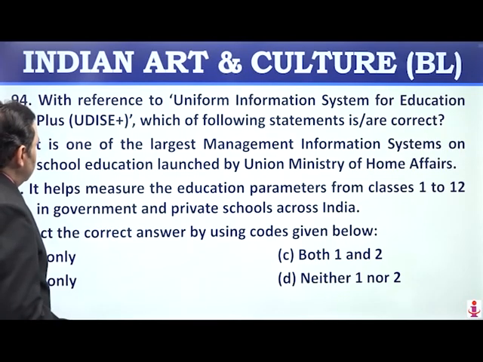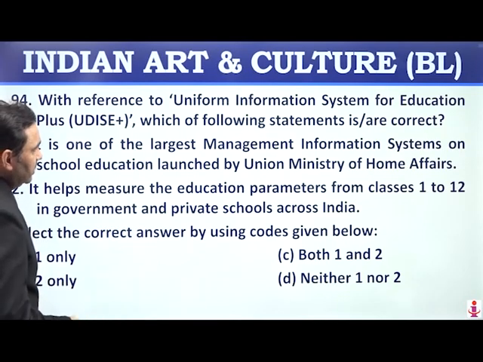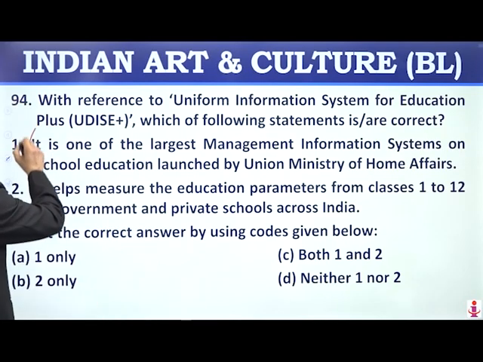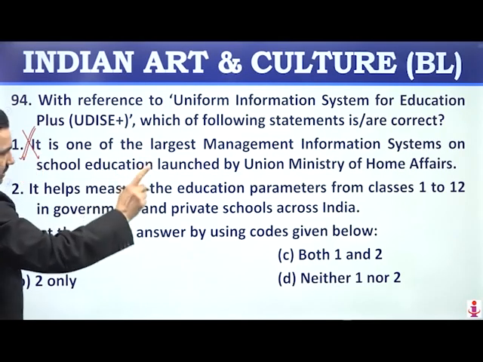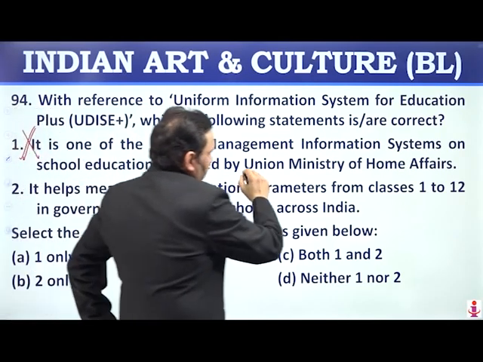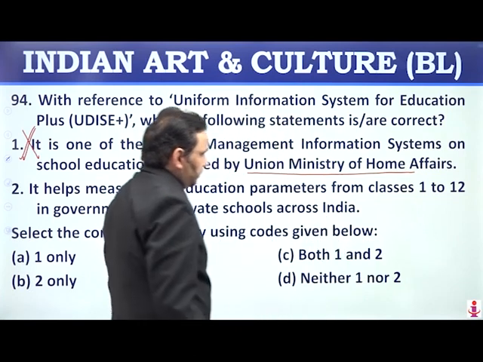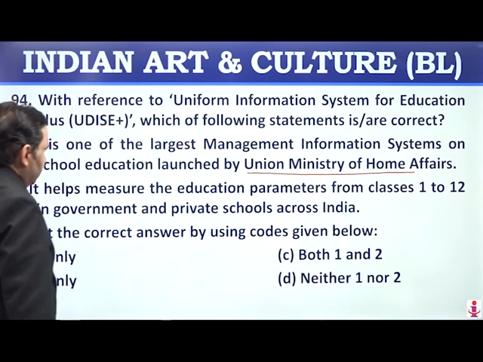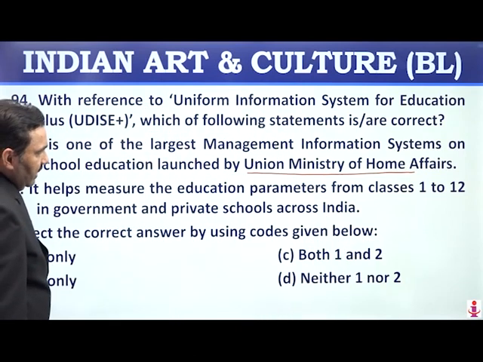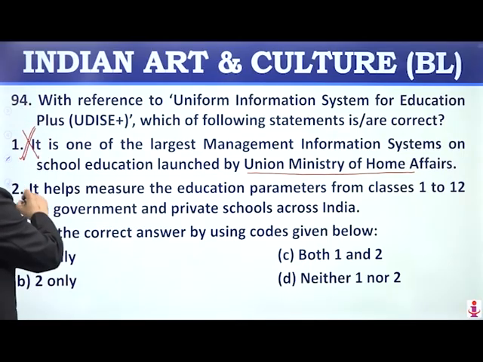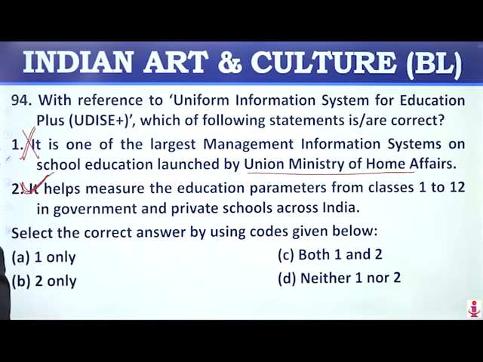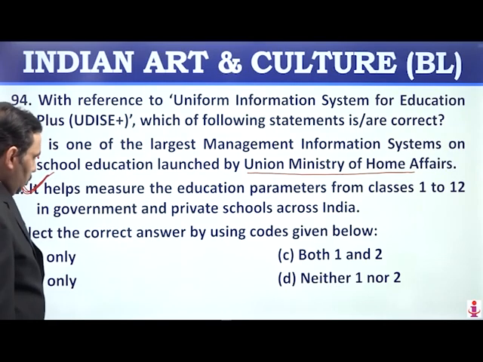94. With reference to Unified District Information System for Education, which of the statements are correct? It is one of the largest management information systems by the Ministry of Education, not by the Ministry of Home Affairs. So this is wrong here. Other details are correct. It helps measure the education parameters from class 1 to 12. That's correct. Only 2.